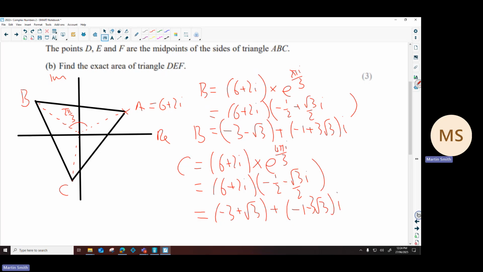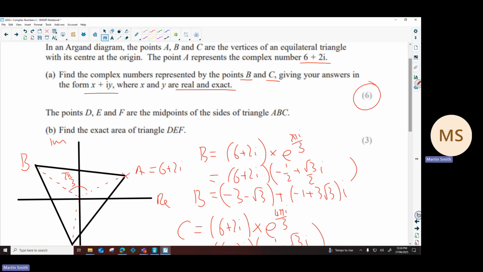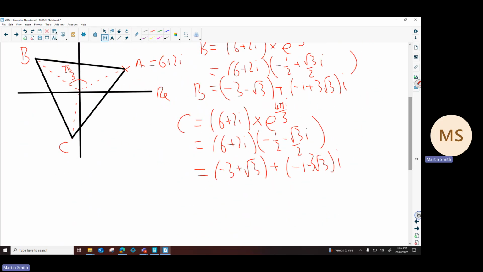It's worth noting that this was an exam question which was worth 6 marks. We think that's an absolutely adequate answer to that. That is part A done. So students, that's part A done.